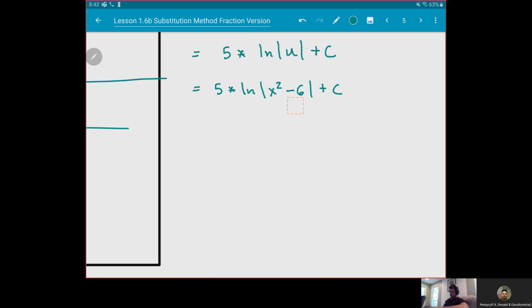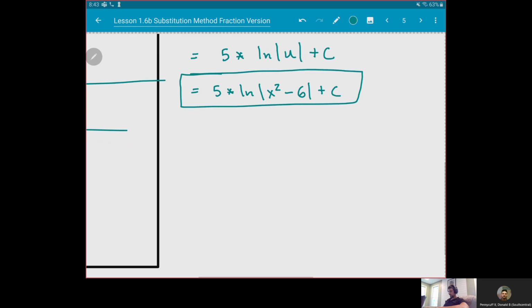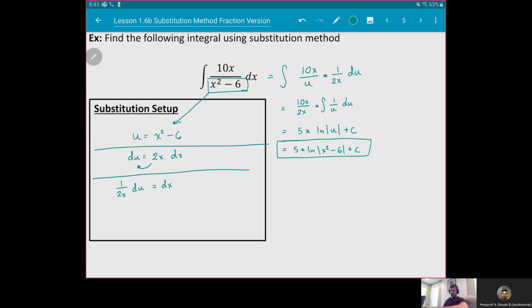Now let's clean up that 6 a little bit. And here is my final answer. Any questions about this one? Any questions at all?